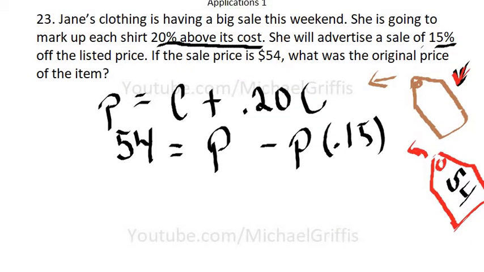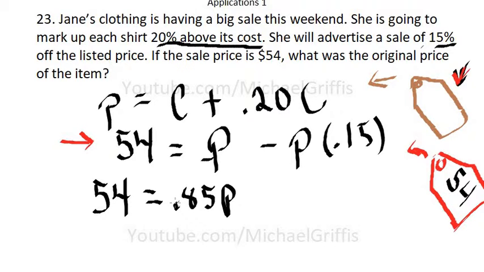Okay. Well, it's pretty simple now because we have two equations, and all we have to do, in this particular equation here, is solve for P, which should be pretty simple. So we're going to have 54 is equal to, now we have like terms, once again 1 minus 0.15 is 0.85 P. Okay, 0.85 P.